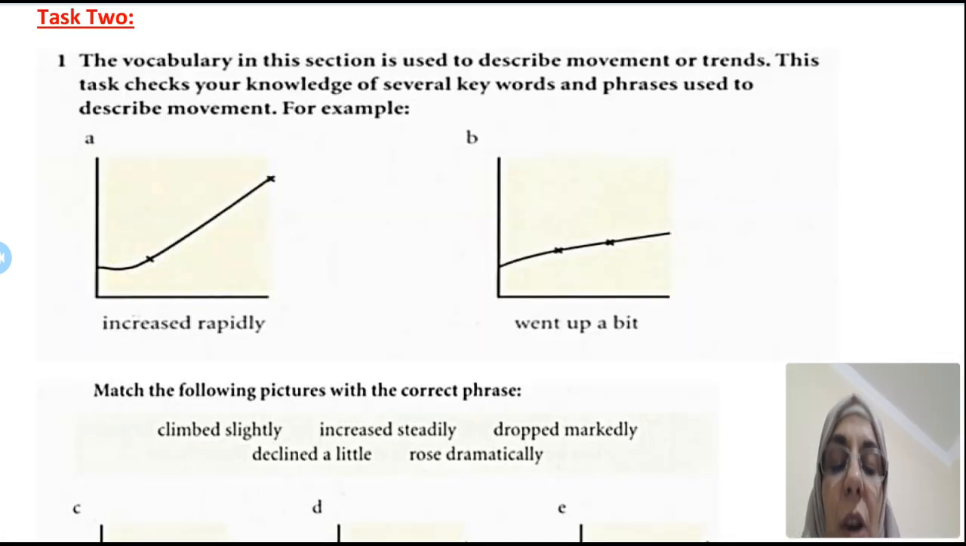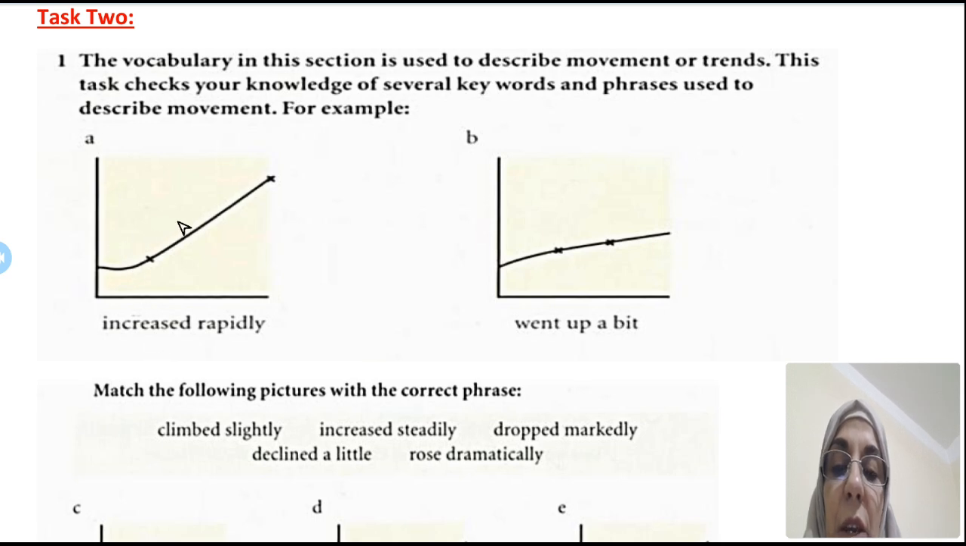We'll move to the following exercise. I guess I just gave you this exercise as a piece of homework in the first semester, but I'd like to emphasize the correction of the exercise, all right? So have a look at the exercise. This task is checking your knowledge of several keywords and phrases used to describe movement. For example, look at this first image.